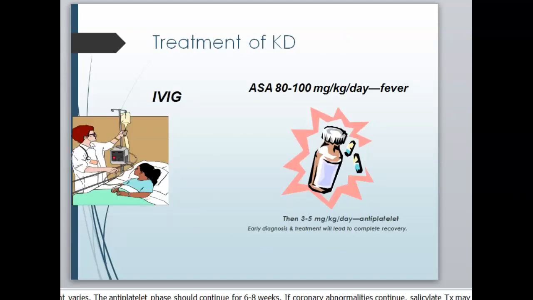Treatment of Kawasaki's disease is IV immunoglobulin. They will also use aspirin, 80 to 100 milligrams per kilogram a day for the fever. Then 3 to 5 milligrams per kilogram a day. They also utilize it for antiplatelet treatment. The length of treatment varies. The antiplatelet phase should continue for 6 to 8 weeks. If coronary abnormalities continue, salicylate treatment may continue indefinitely.